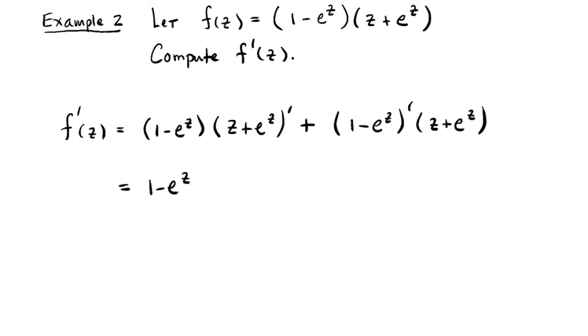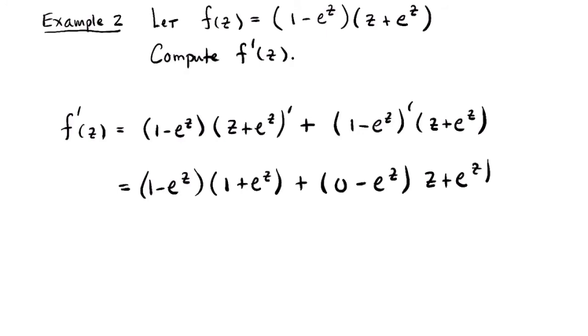So 1 minus e to the z, nothing going on with it, but it's got to come along for the ride. And then the derivative of z plus e to the z using the sum rule, well, it's the derivative of z, that's 1, plus the derivative of e to the z, that's e to the z. Likewise, the sum rule here, the derivative of 1 is 0. Subtract the derivative of e to the z. This term is undifferentiated. That's my answer, not simplified.